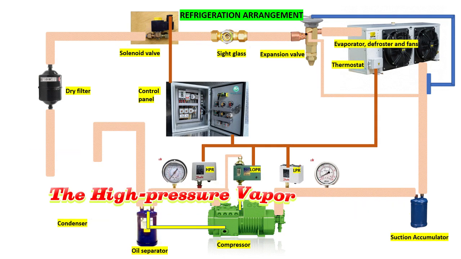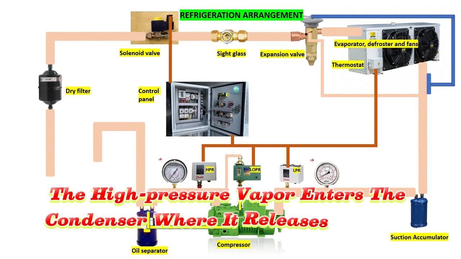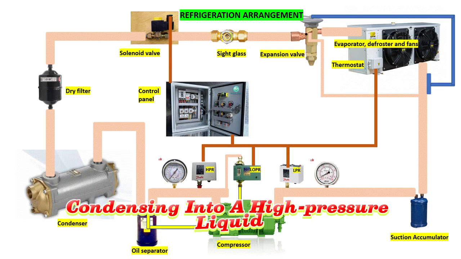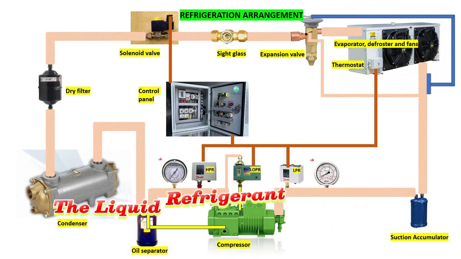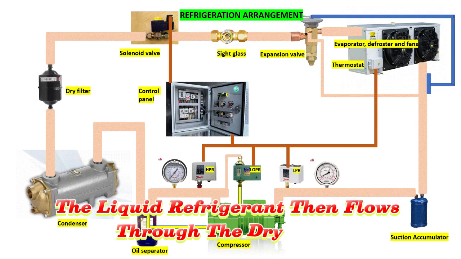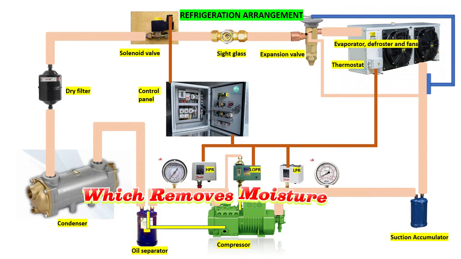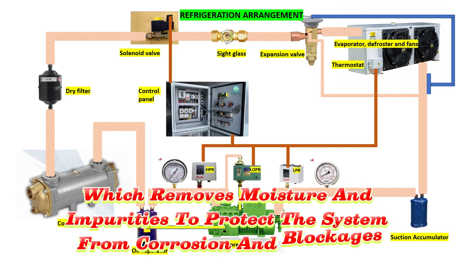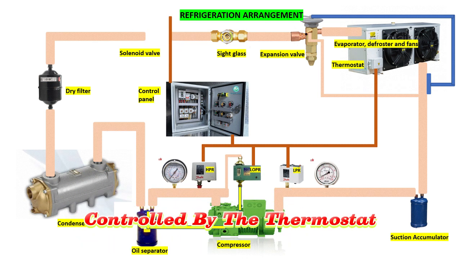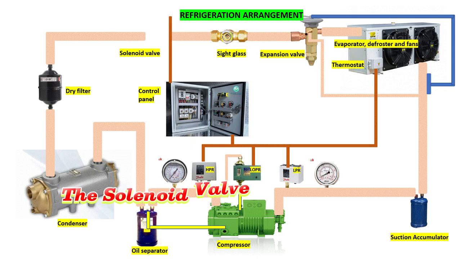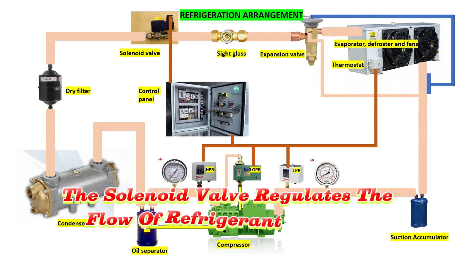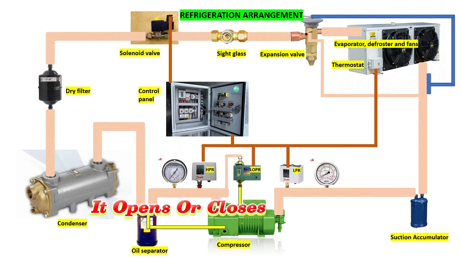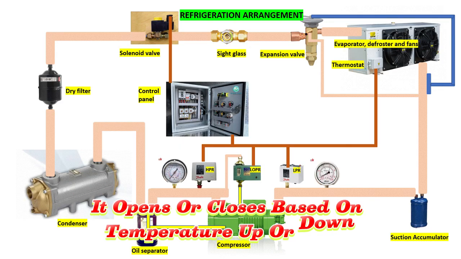The high-pressure vapor enters the condenser, where it releases heat to the seawater, condensing into a high-pressure liquid. The liquid refrigerant then flows through the dry filter, which removes moisture and impurities to protect the system from corrosion and blockages. Controlled by the thermostat, the solenoid valve regulates the flow of refrigerant into the evaporator. It opens or closes based on temperature, up or down.